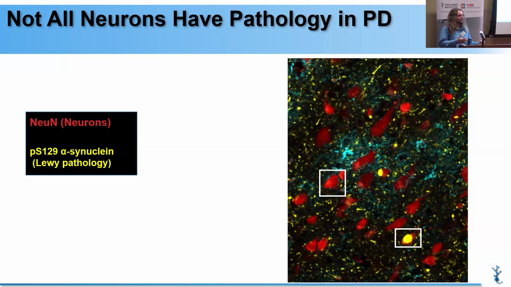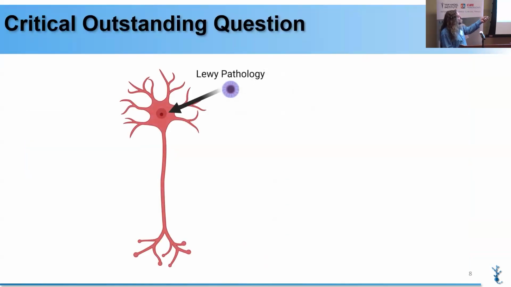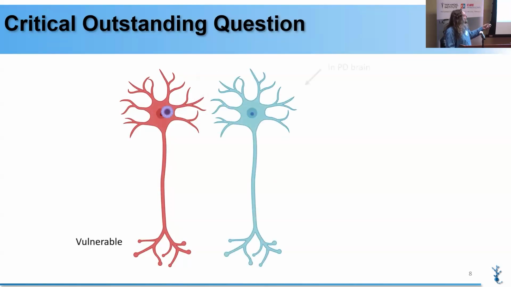And so what I'm really interested in is why is that the case? So why do some neurons get these aggregates and why don't others? And additionally to that, here you have the neurons with the Lewy pathology, which we call vulnerable, and we have neurons in the same brain without pathology, which we call resilient. And I want to understand what factors contribute to this. So why do some neurons get this pathology and why do others not?